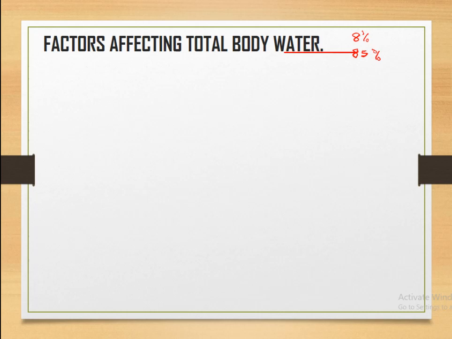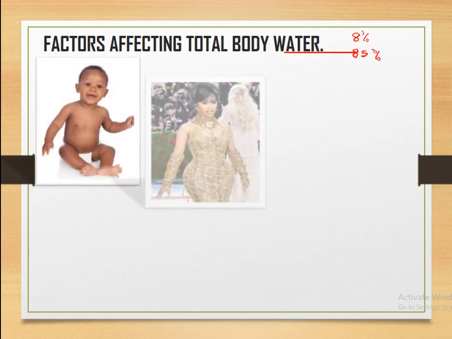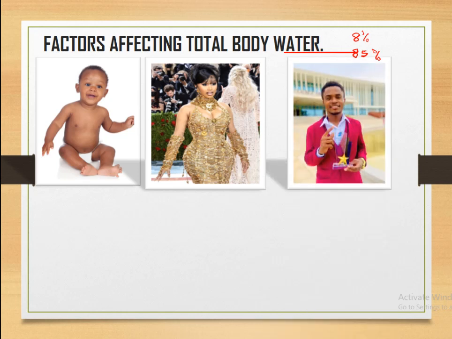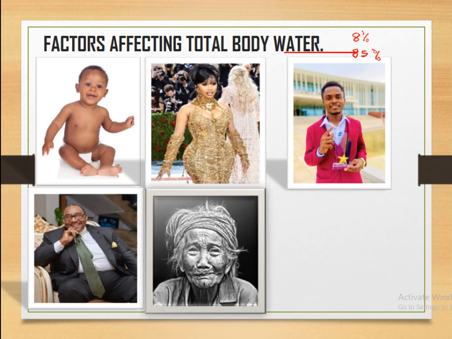So I'm going to give you individuals whom we are going to check. I have a baby with me. I also have this beautiful lady there. I also have myself there, and I also have one of the prominent Zambian politicians there. And I also have our grandmother there. So the question is, amongst these five people, who do you think has more water in the body?